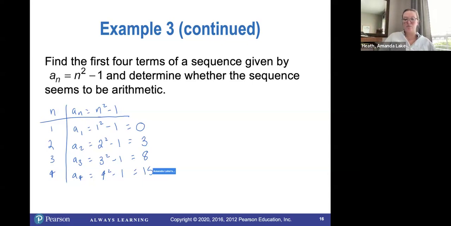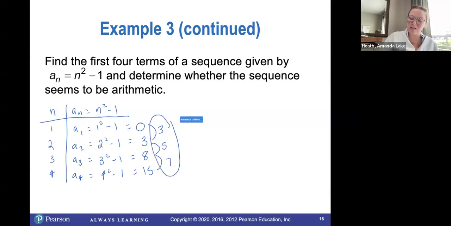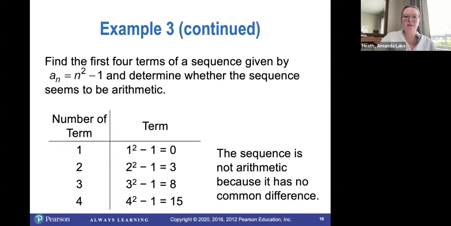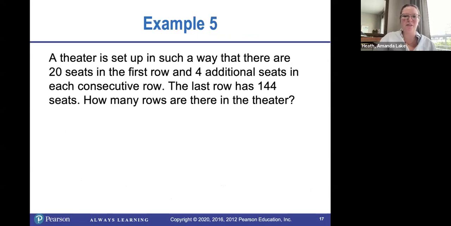So is this an arithmetic sequence? Are we adding the same number to get from one term to the next every time? 0 plus 3 is 3. 3 plus 5 is 8. So we're not adding the same number every time. 8 plus 7 is actually 15. So no, this is not going to be an arithmetic sequence. But you do see there is actually a pattern here, and we'll get to that a little bit later. We're adding 2 more every time. So that's interesting. So it's not arithmetic because it has no common difference.